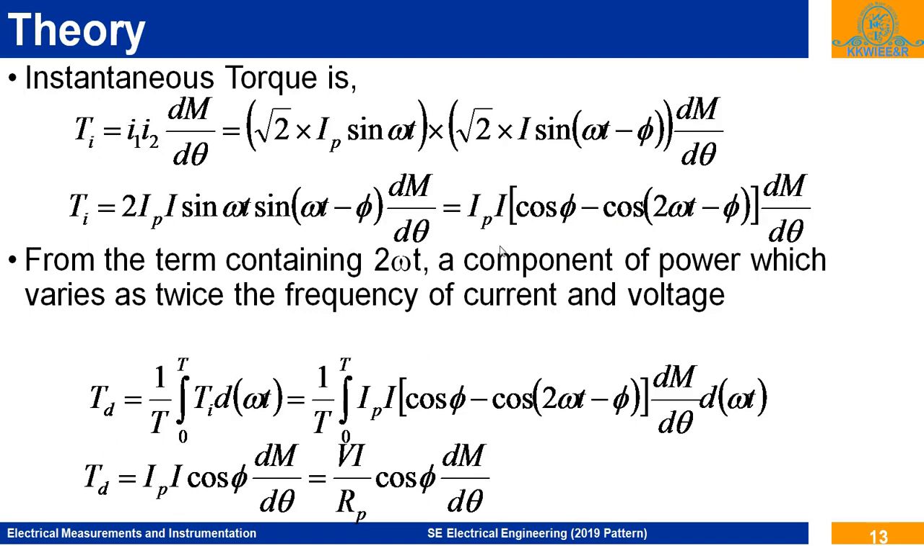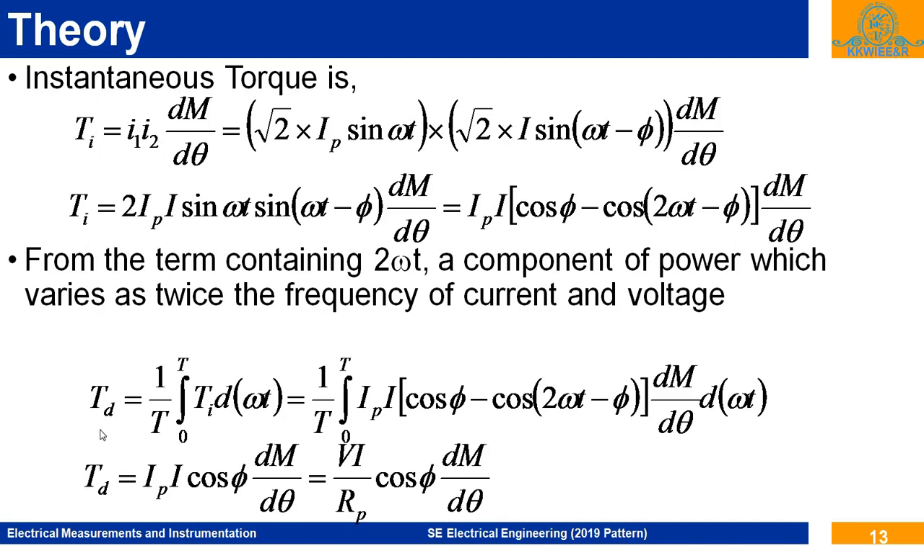From this equation we can see a term with twice omega t, where omega is nothing but 2 pi f. From this term containing 2 omega t, there is a component of power which varies at twice the frequency of current and voltage. This is the instantaneous deflecting torque, which will generate the deflection in the moving system.